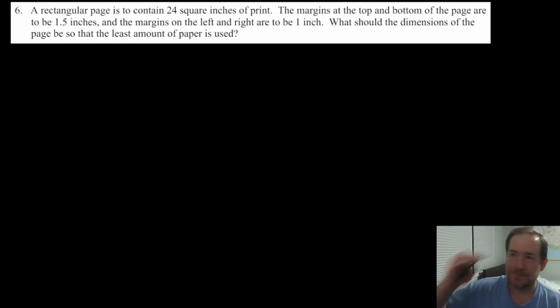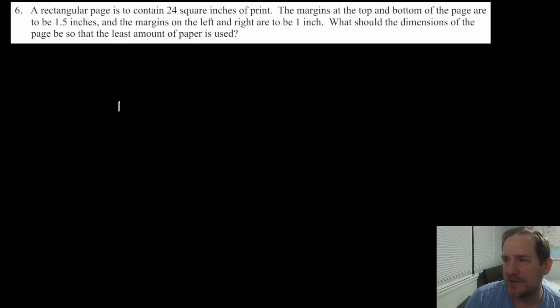So let's go to 6. 6 says a rectangular page is to contain 24 square inches of print. The margins at the top and bottom of the page are 1.5 inches, and the margins on the left and right are 1 inch. What should the dimensions of the page be so that the least amount of paper is used? All right, so a rectangular page is to contain 24 square inches of print.